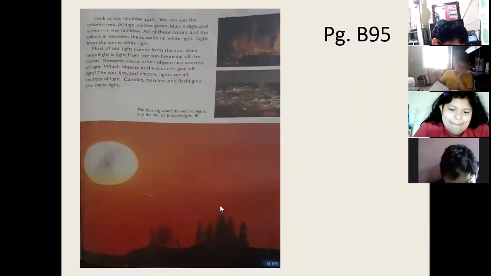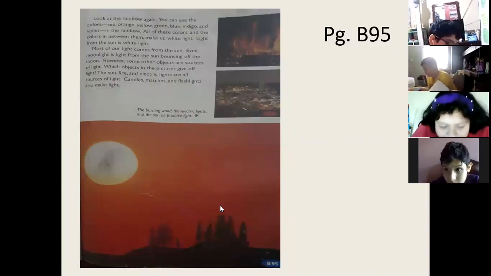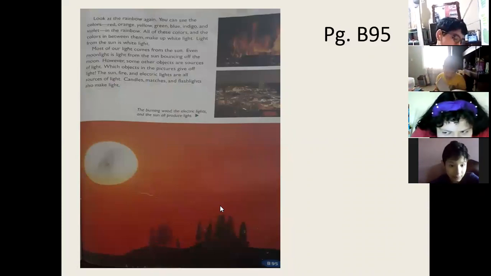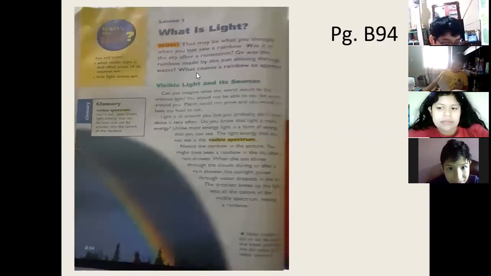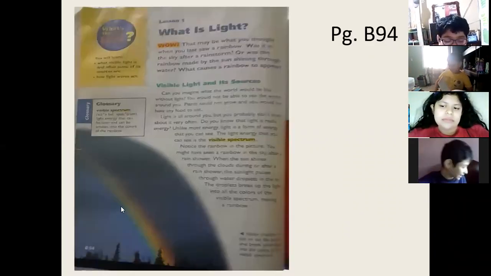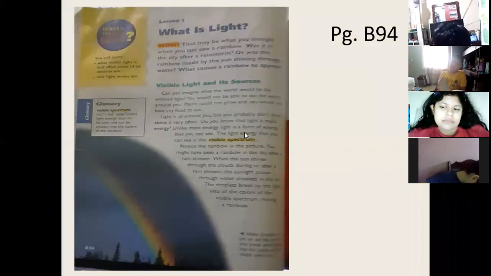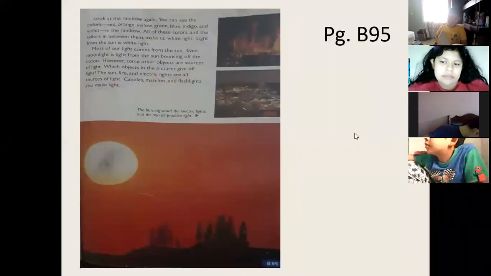Look at the rainbow again. You can see the colors red, orange, yellow, blue, green, indigo, and violet. Look at all of these. And yeah, they're like blue, and purple, the colors pink. In a specific order in the rainbow. Did you know that? The colors in a rainbow are in a specific order.